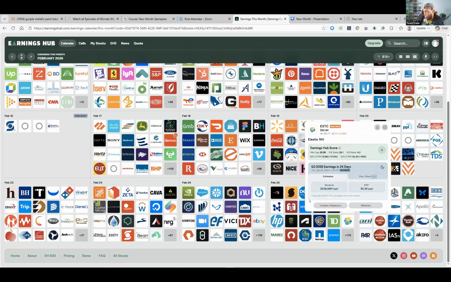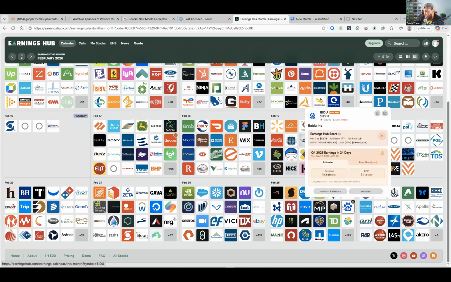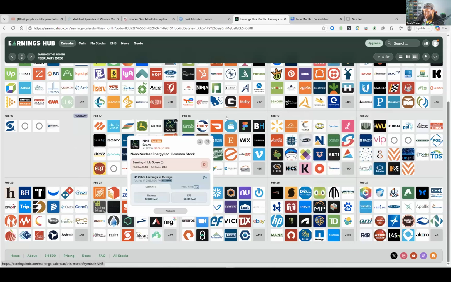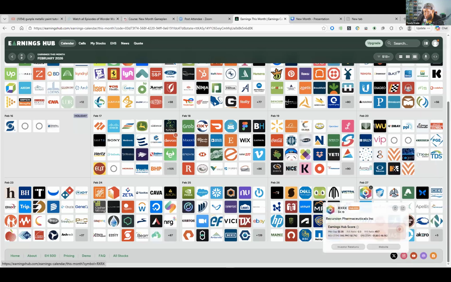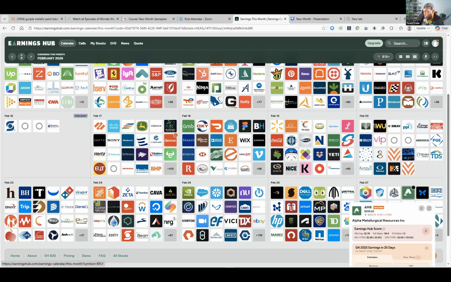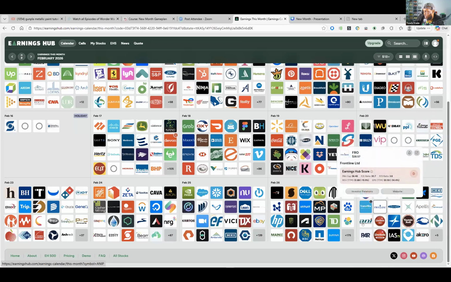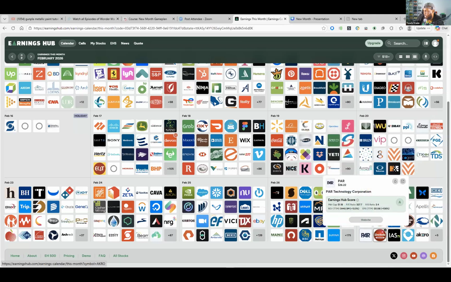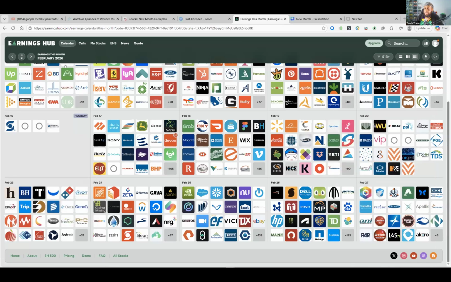What's this one? Baidu. And that's pretty much all the ones that I know by association, by heart. So yeah, as you can see, we have a lot of earnings coming up this month. Yeah, it looks like an app store of companies, all those colorful icons that are designed to get your attention.